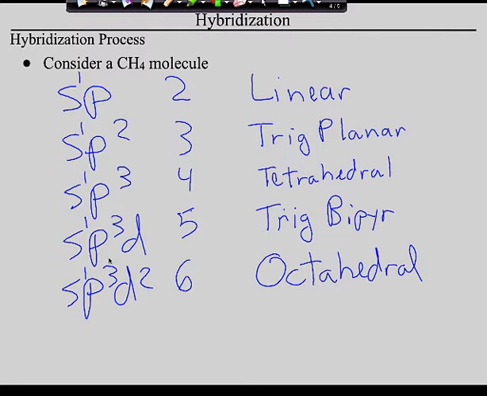That is a brilliant question. So guys, the question on the table is, why does it stop at D2? Why can't we get D3 and have 7 hybrid orbitals and things like that? And the answer is because there physically isn't space.